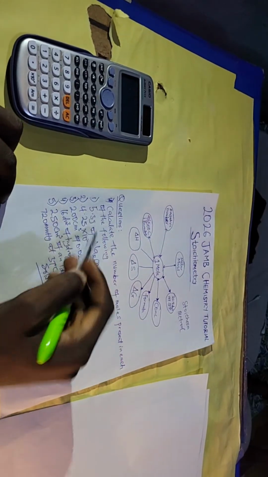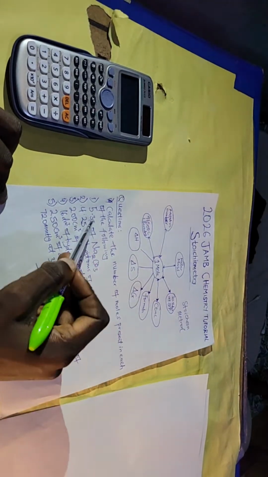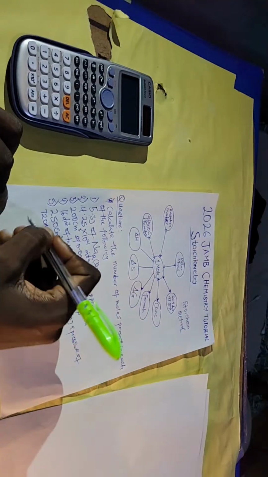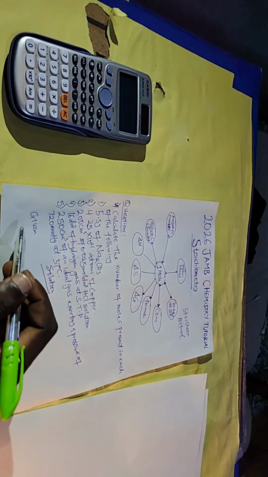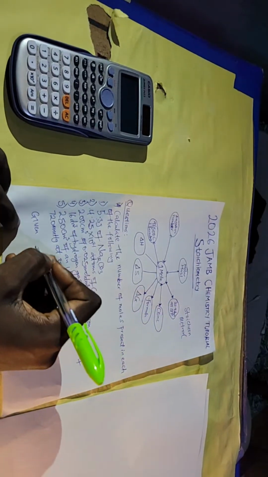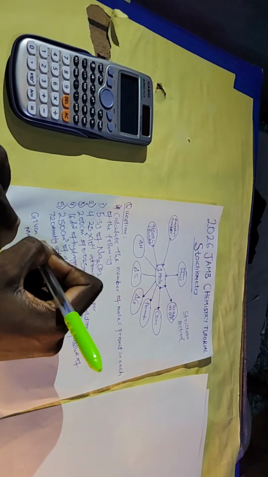For the first question, we're asked to calculate the number of moles. But what are the parameters that we're given? We're given the mass of the compound. You don't need to write all these givens in an exam. You can just write your parameter, 5.3 gram, as the mass.